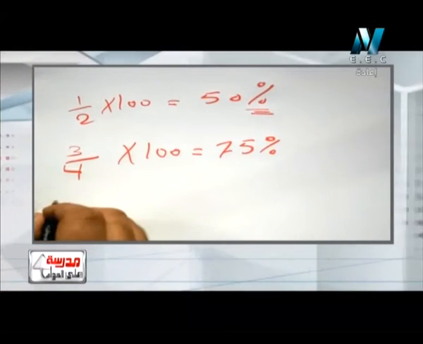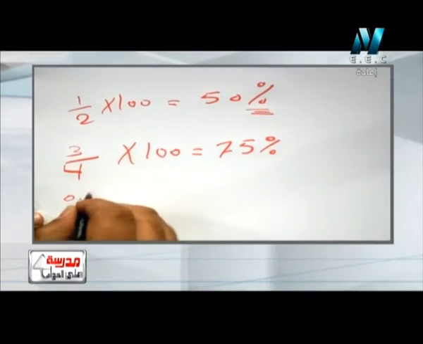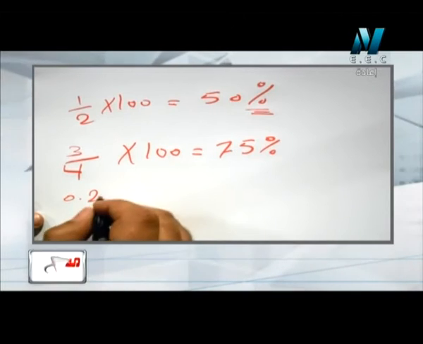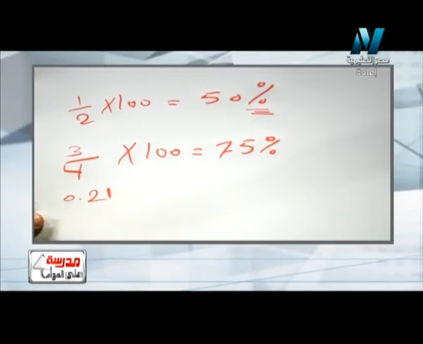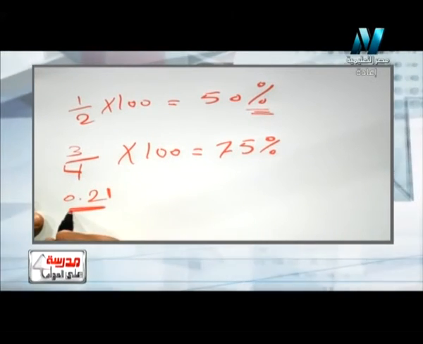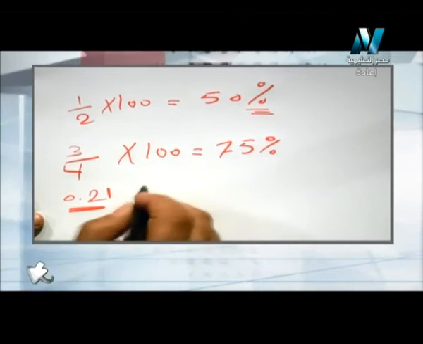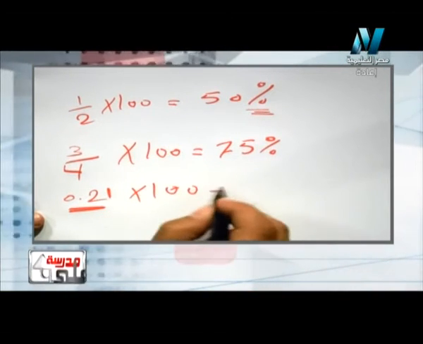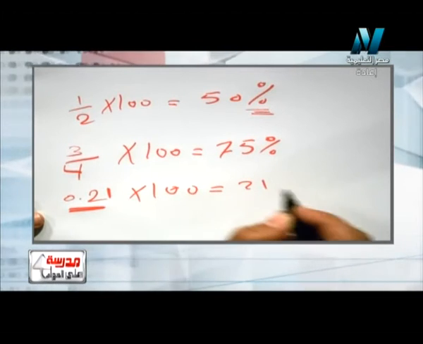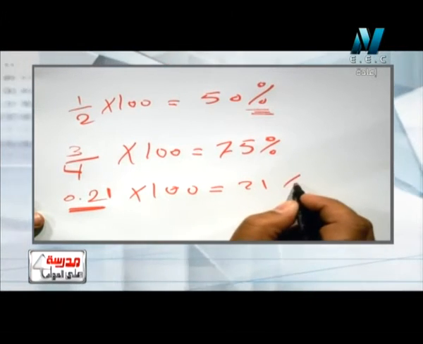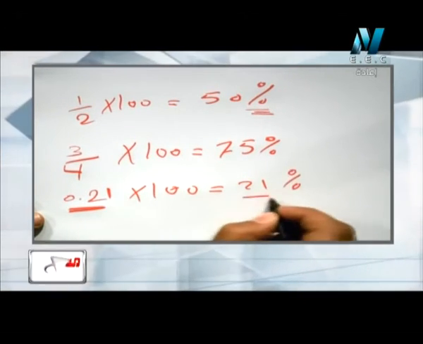If we have a decimal 0.2 or 0.21, how can we convert from a decimal form to a percentage? Yes, just multiply by 100. The result will be 21%. So again, to confirm: we have a fraction or a decimal form, and we want to make it a percentage, just multiply by 100.